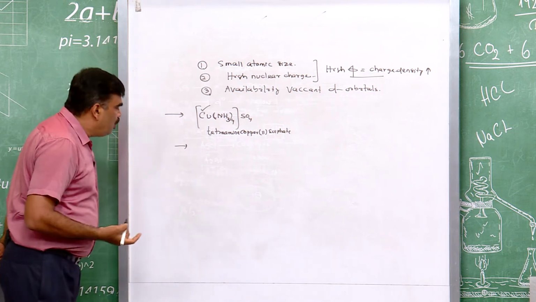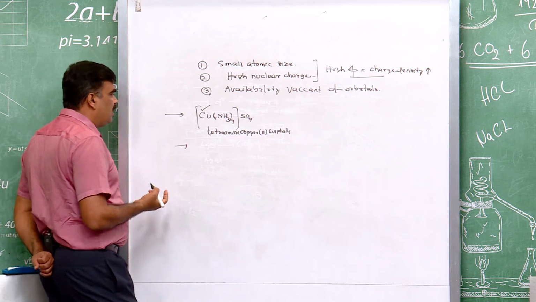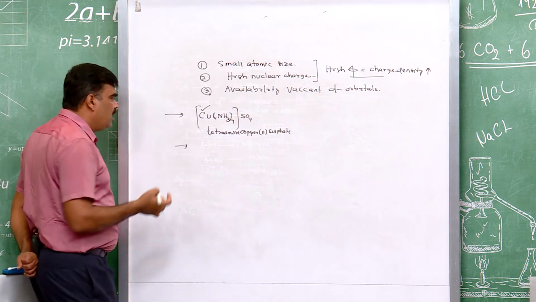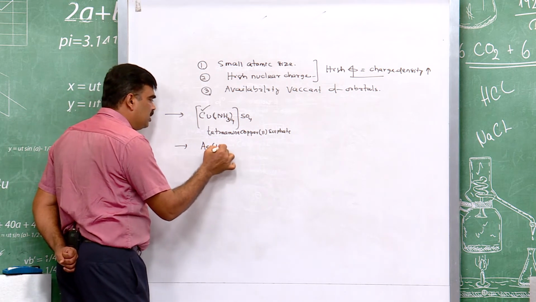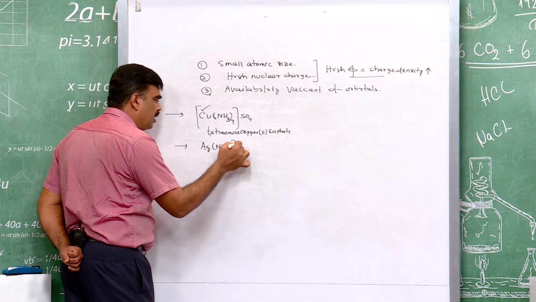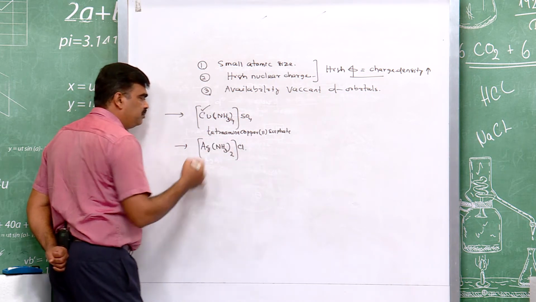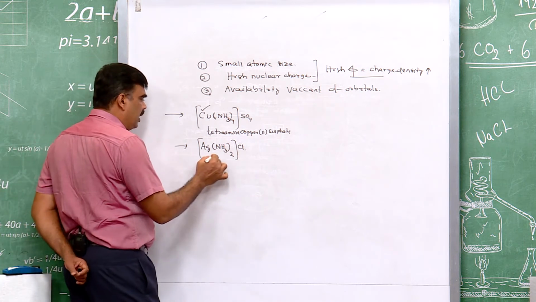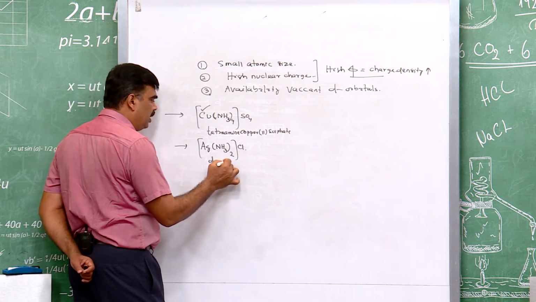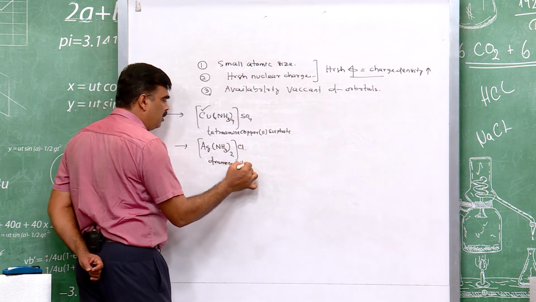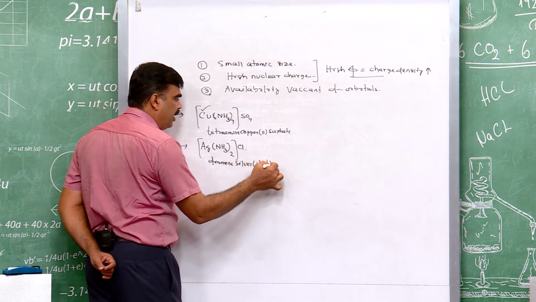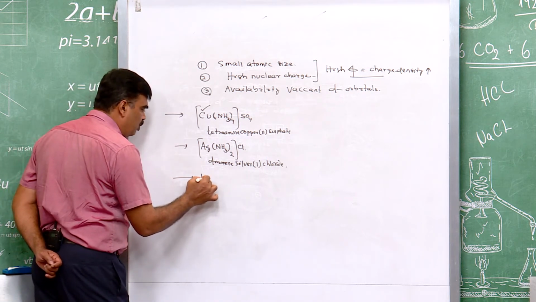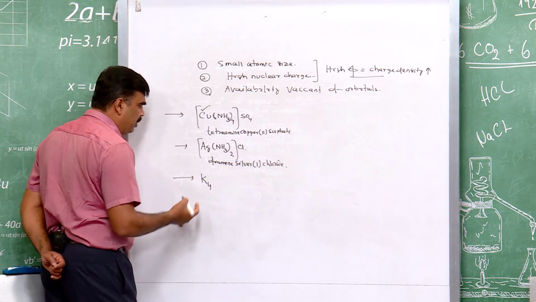Secondly, one question was also asked in the examination, give one amine complex of silver. Give one amine complex of silver like Ag(NH3)2 Cl. This is the amine complex of silver. What is its name? Diamminesilver(I) chloride. Likewise, there are so many other complexes, you are well acquainted with them, you know them very well.